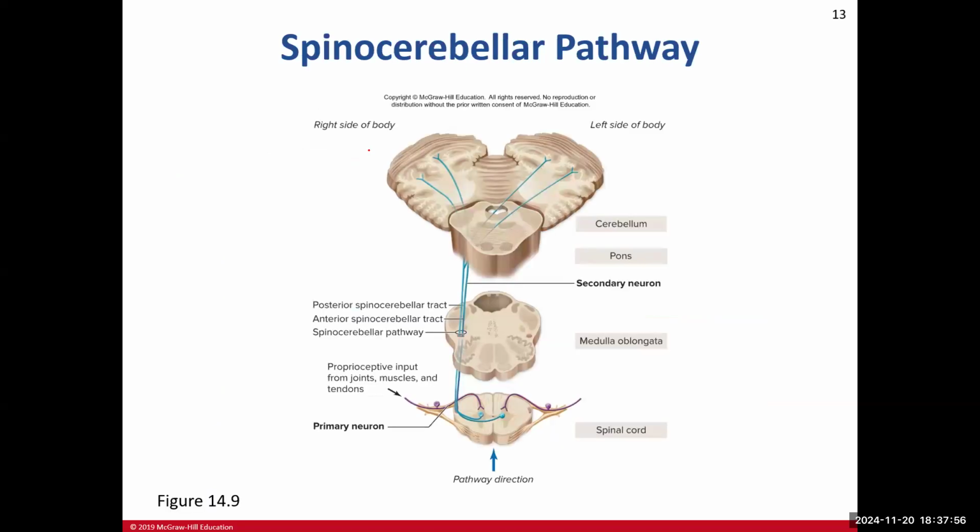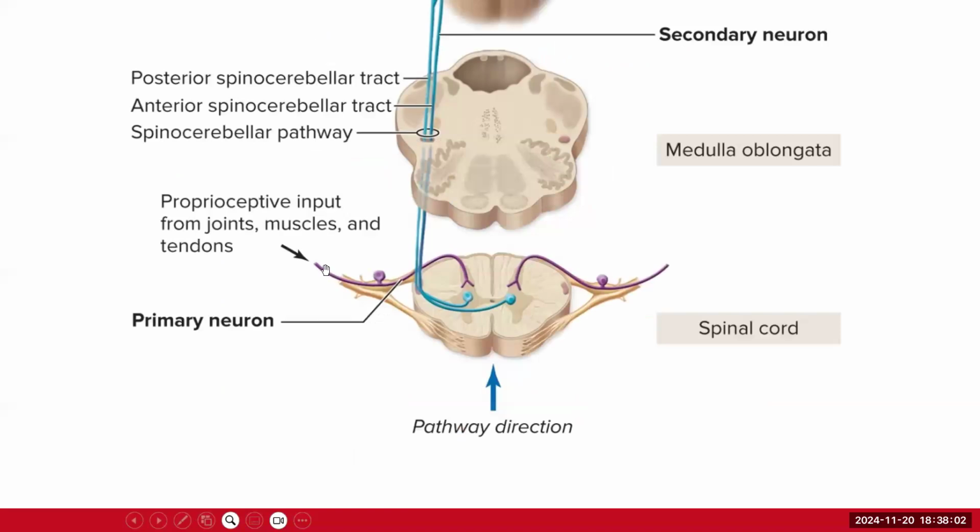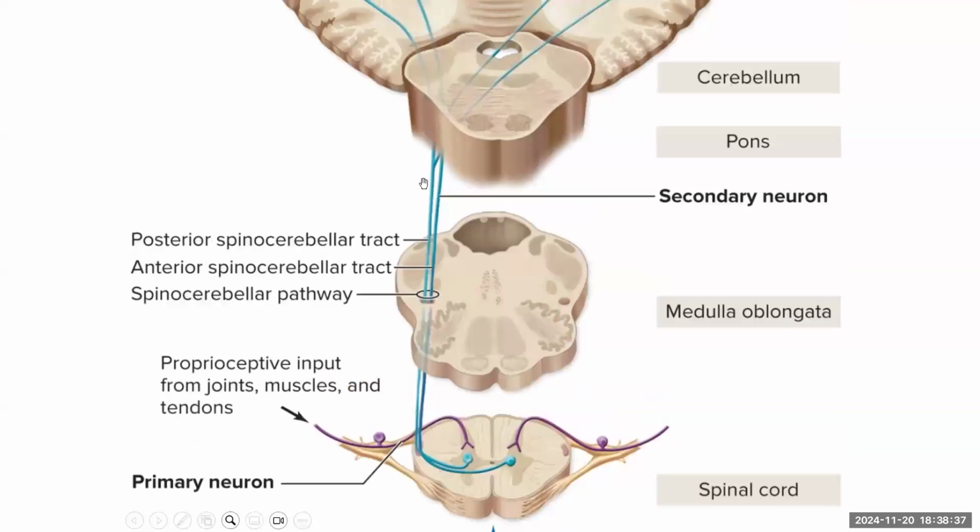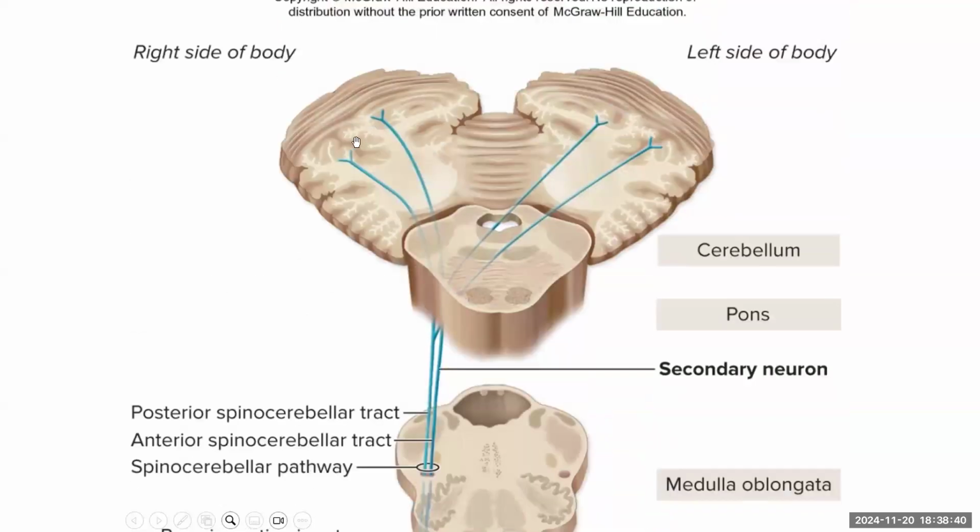All right, so let's take a look at the picture here. So here you can see, here's that primary neuron coming in, enters in through the spinal nerve, goes in through the posterior root or the dorsal root, and then it is going to enter into the posterior gray horn or dorsal gray horn, and it'll synapse onto the secondary neuron. And so you're going to see that that secondary neuron can do one of two things. It can be ipsilateral, so that means it stays on the same side. So it synapses on the ipsilateral one, and then that ipsilateral neuron ascends up through the brainstem into the cerebellum.